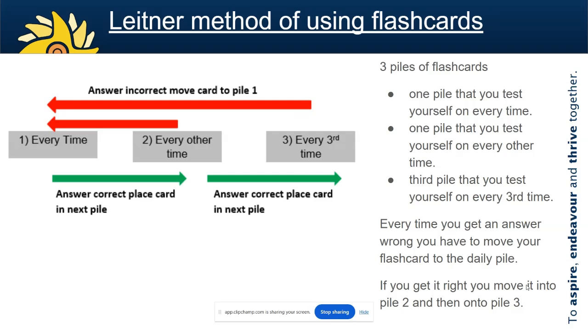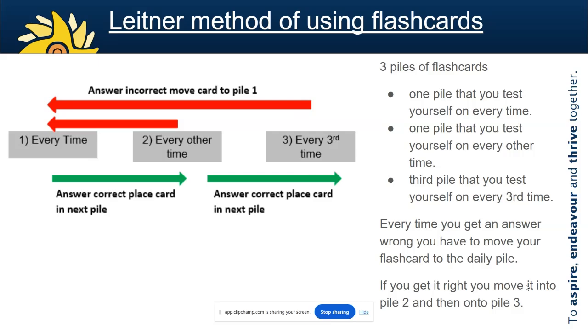Now, box 1 is the pile that you would test yourself on every time. The flashcards that have moved from box 1 to box 2, you would test yourself on every other time. And the pile of flashcards that you've moved from box 2 to box 3, you would only test yourself on them every third time. Now, the important thing is, every time you get an answer wrong, you would move your flashcard back to box 1.